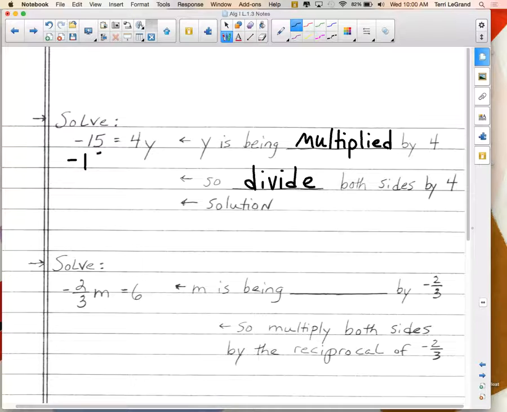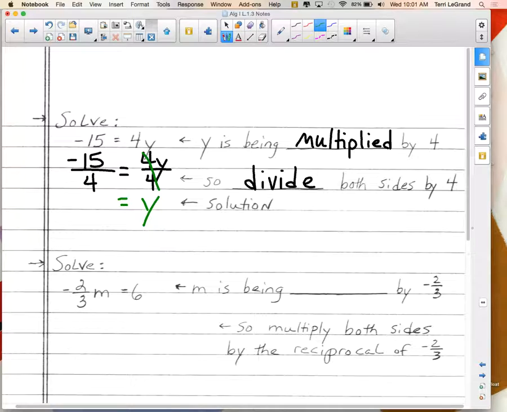So I write the problem again, so I know how it started. I always want to know how did it start before I started messing with it. So I'm going to put negative 15 divided by 4 with a fraction bar. I'm going to put 4y divided by 4 with a fraction bar. This fraction bar means division. And then these 4's cancel out. We have y by itself now. Oh, but is 15 a multiple of 4? No. Well, what's a negative divided by a positive?